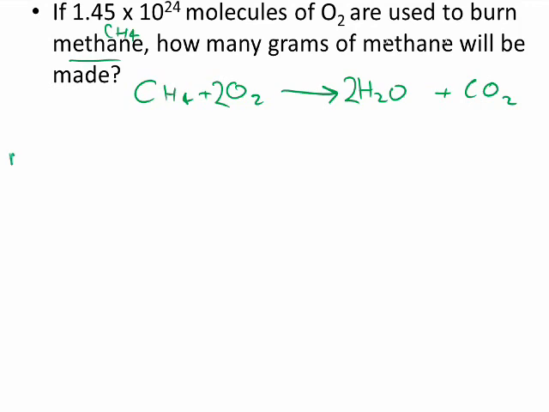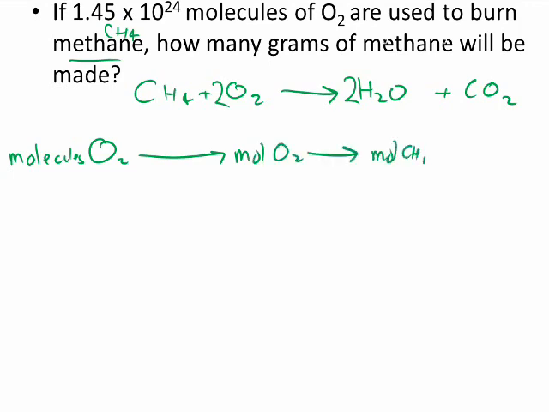All right, so we're going from molecules or particles of O2. We have to go to the mole of O2, to the mole of methane, and that gives us grams of methane. Okay, so the first thing we can do with Avogadro's number, the second part we get from the equation, and the third part we can do from the periodic table.